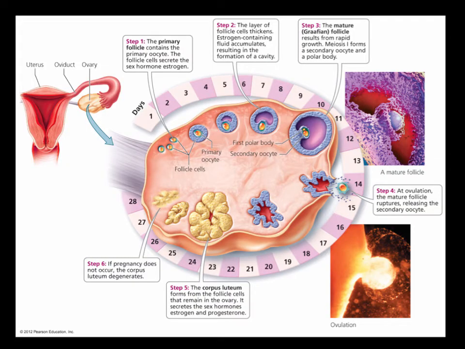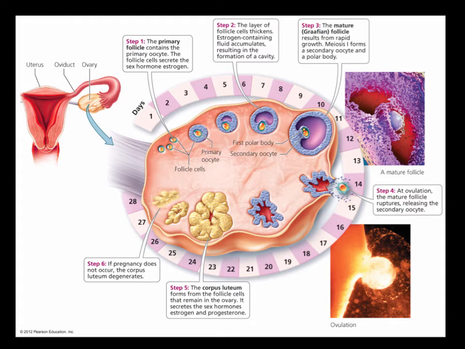So we take a look here at the progression during the roughly 28 days of the menstrual cycle. Beginning here in day 1, we have various follicle cells. We've got a primary oocyte, which is going through the progression here. Eventually we have our first polar body and our secondary oocyte over here. Eventually around day 14 or so, that's where ovulation occurs during the 28-day cycle.